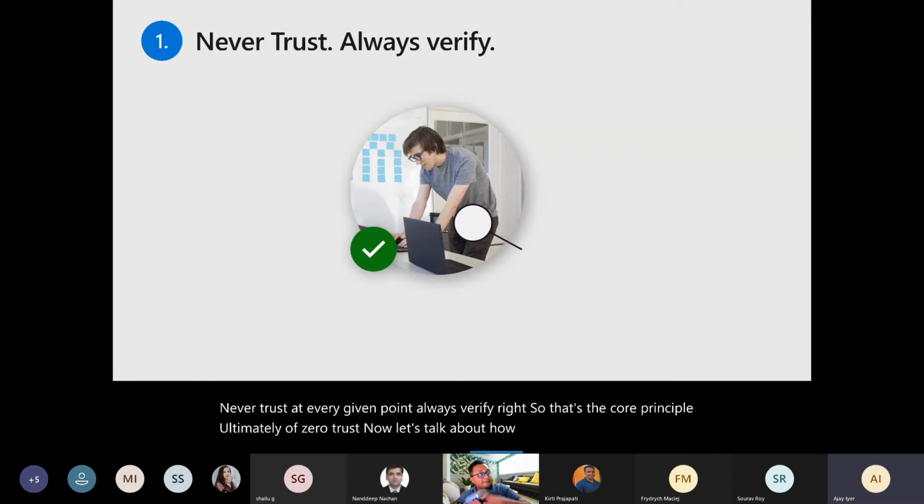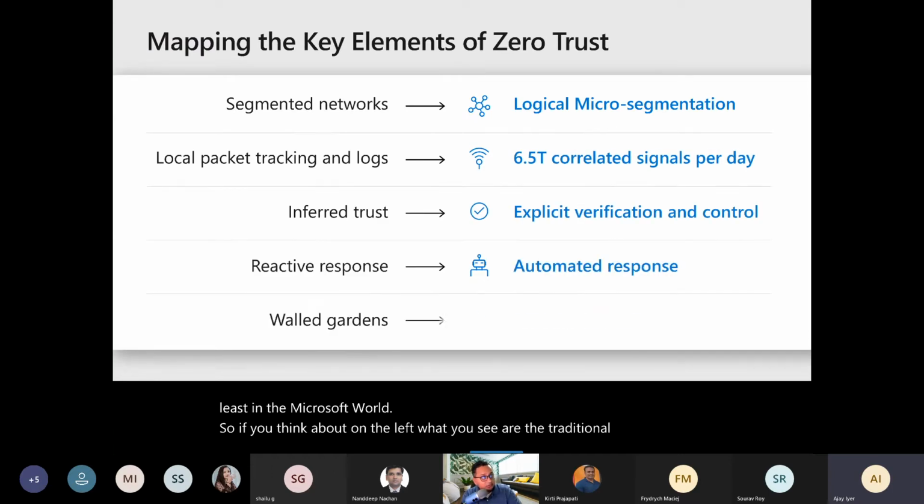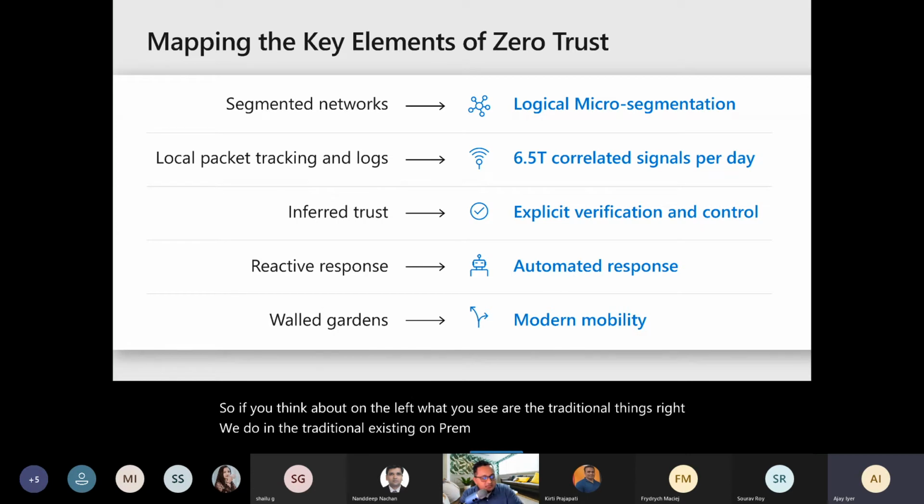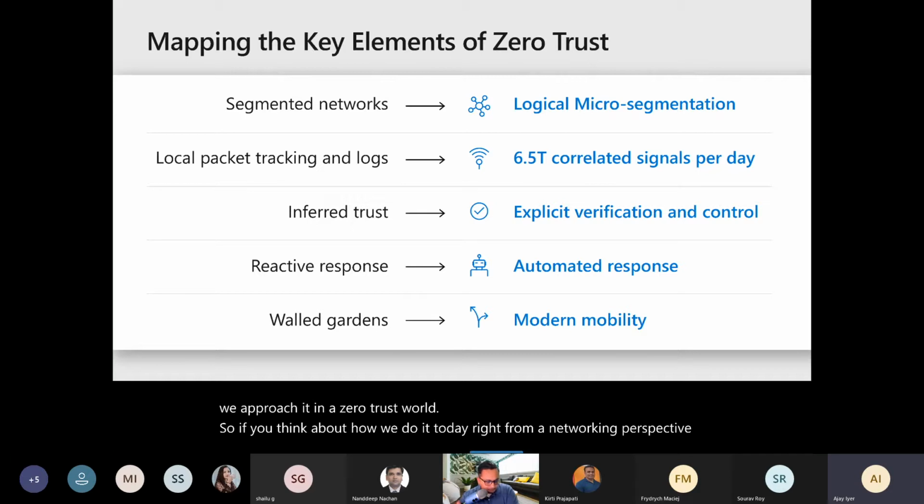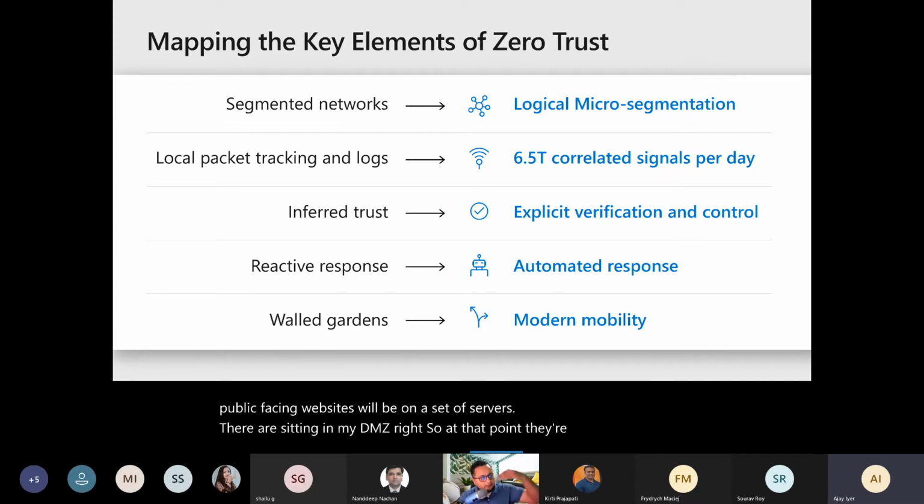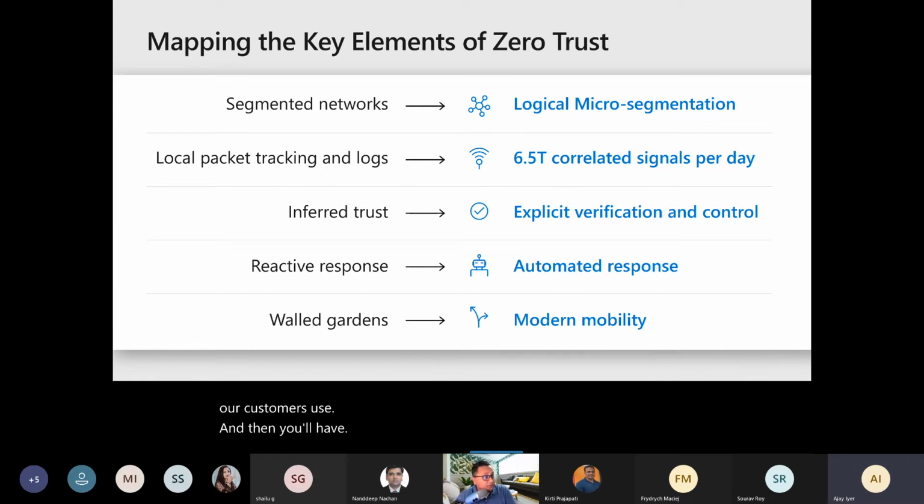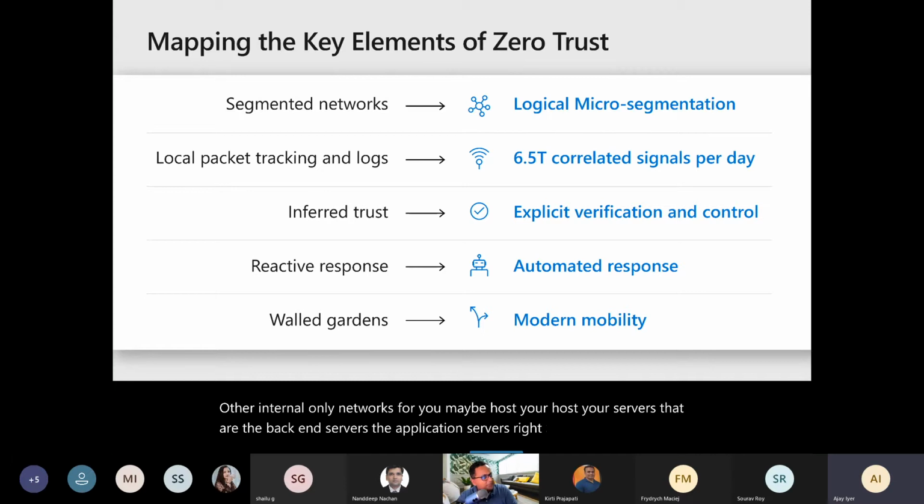Now let's talk about how we actually do that, at least in the Microsoft world. On the left, what you see are the traditional, existing on-prem based systems. And on the right is how we approach it in the zero trust world. From a networking perspective, we try to increase the security posture by creating segmented networks. I'll have my own separate VLANs as an example, and my customer facing or public facing websites will be on a set of servers sitting in my DMZ, on the outer side of the firewall. Hence, they can surface all the websites that our customers use. And then you will have other internal only networks where you host the backend servers, the application servers. So you're already doing the segmentation today.